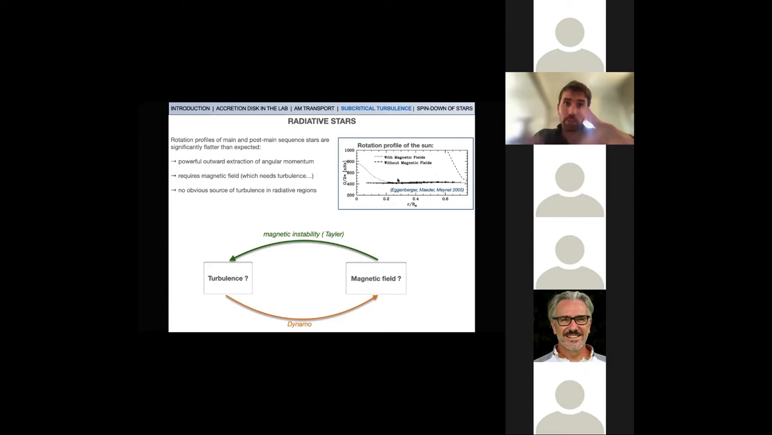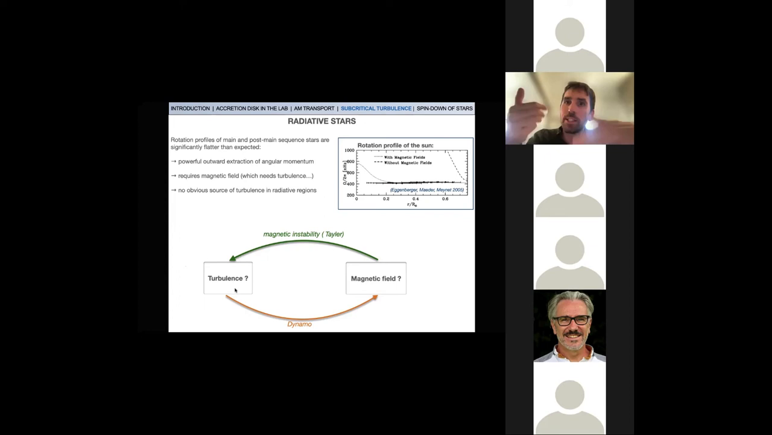But there are several problems for this scenario. First, there is no turbulence in the radiative zone, and it's very hard to generate turbulence because they are stably stratified regions. Okay, the stratification prevents any nice and easy instability from triggering turbulence.